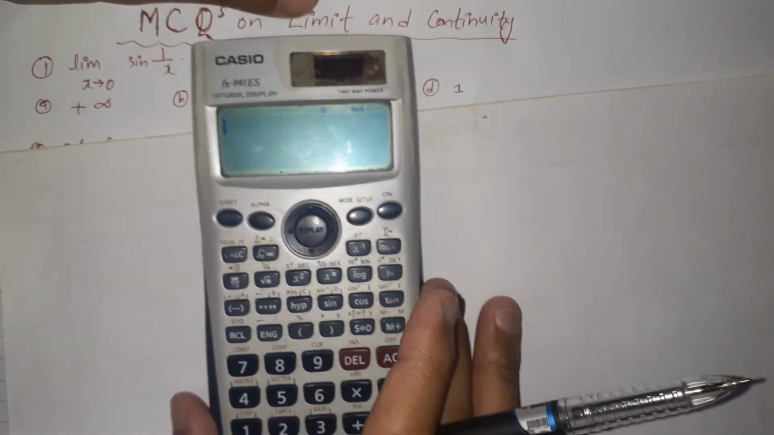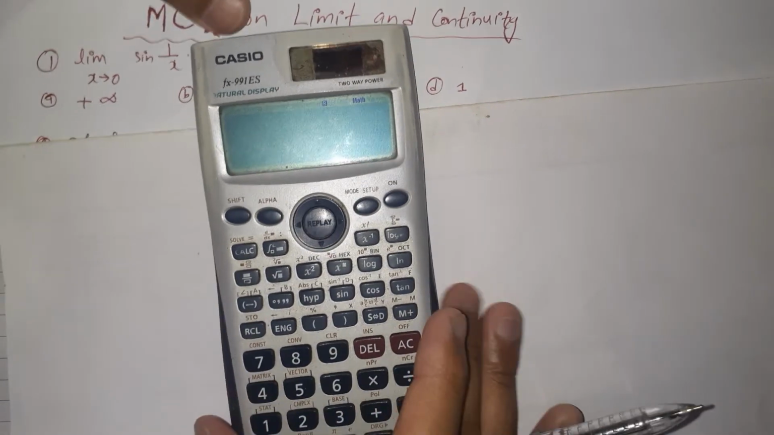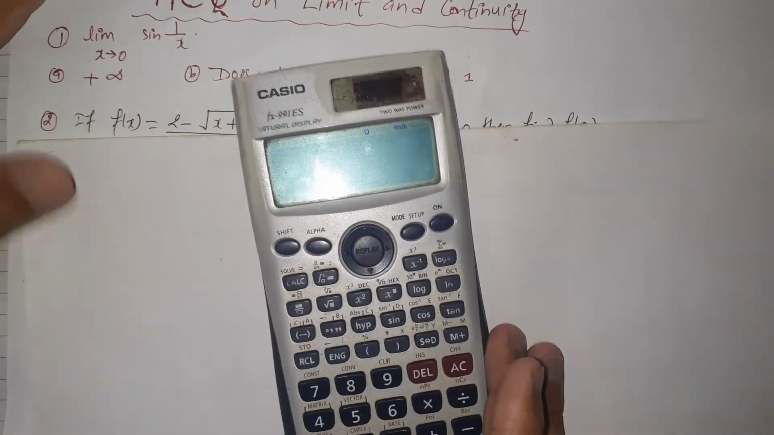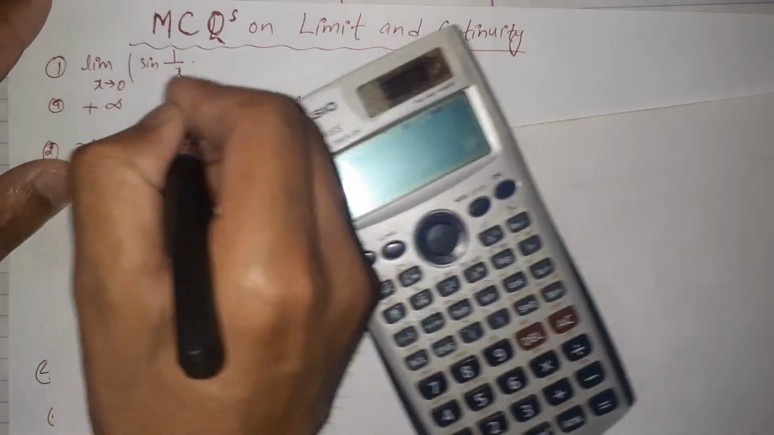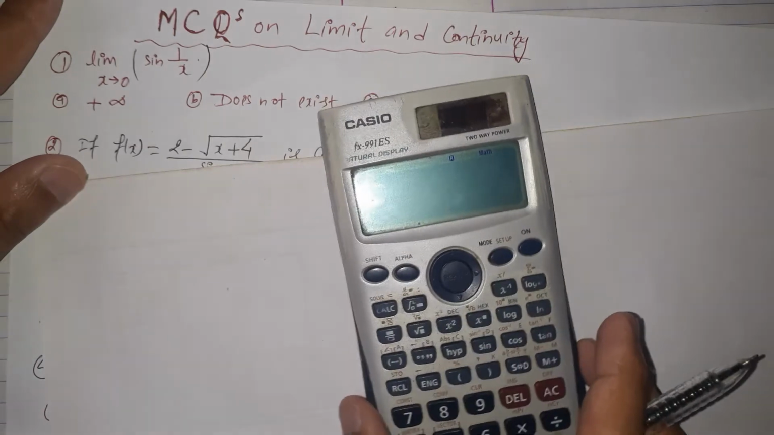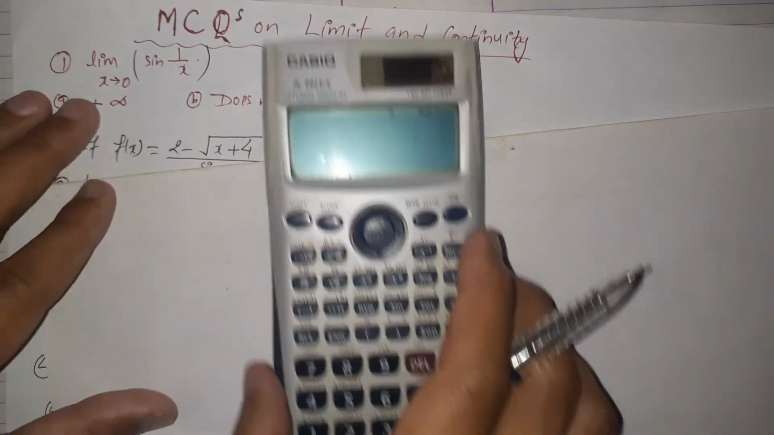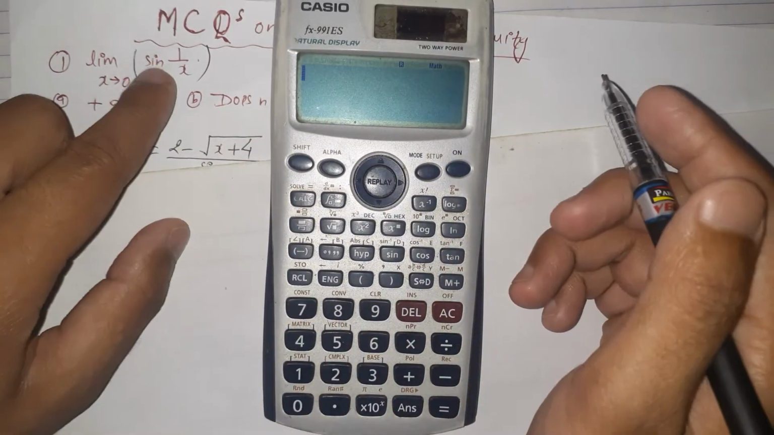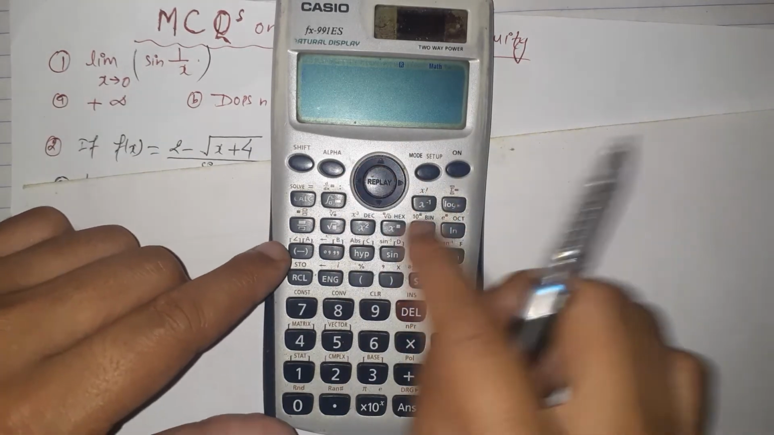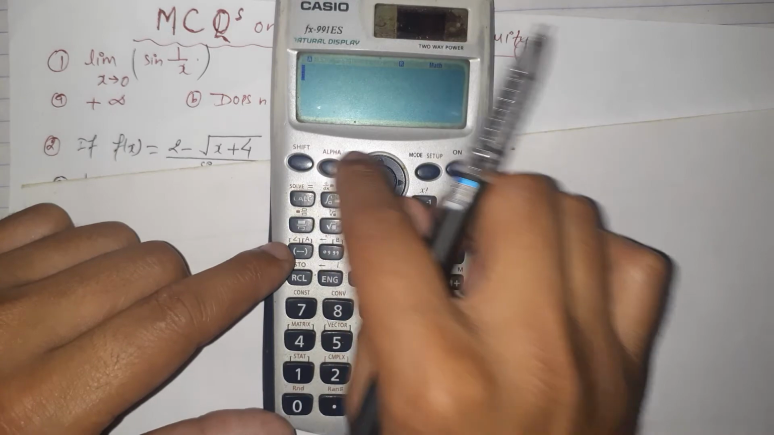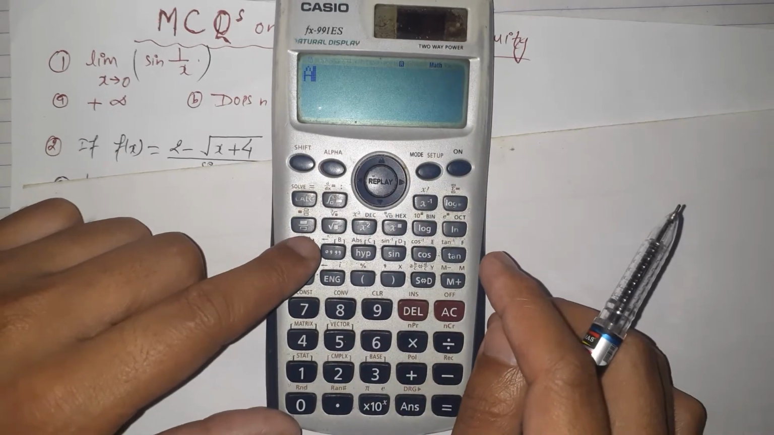After changing the mode of the calculator, let's type this question. Let's type this function on the calculator first. For typing the function on the calculator, let's name this function. The f of x is not present here, so let's name it as a variable A.